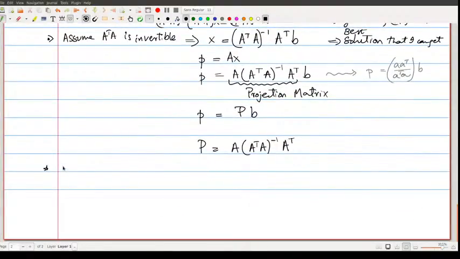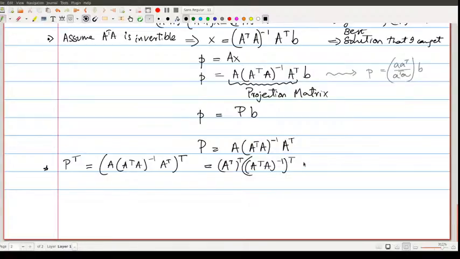So let's try to find P transpose in this case. Well, that's A times A transpose A inverse times A transpose. Let's try to transpose that, and when we transpose the whole thing, that's just A transpose whole transpose. So we change the order. The last matrix becomes the first matrix. Then we have A transpose A inverse whole transposed, and then we have A transposed. The first matrix, A transpose whole transpose, just becomes A.